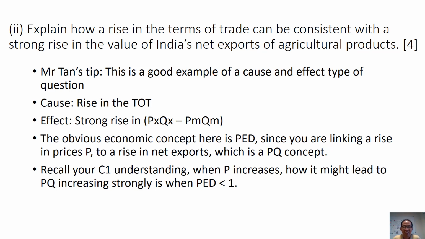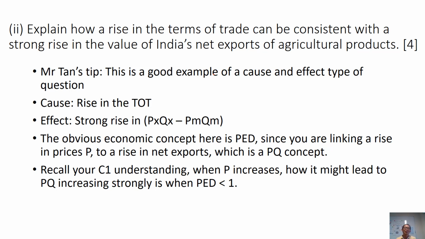Number 2, explain how a rise in the terms of trade can be consistent with a strong rise in the value of India's net exports of agriculture products. Okay, 4 marks. So this is a good example of a cause and effect type of question, where the cause is the rise in the terms of trade. The effect is a strong rise in the net exports, which I break down to PXQX minus PMQM.